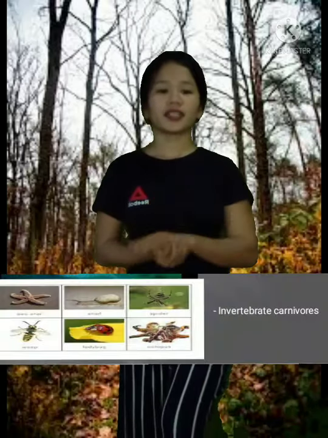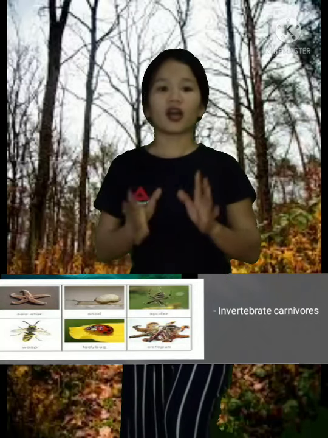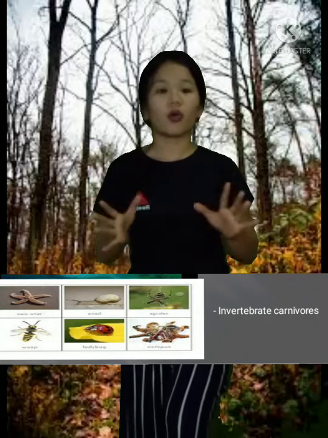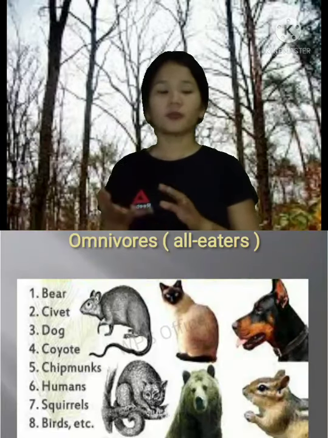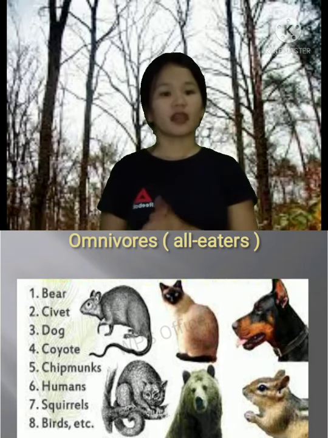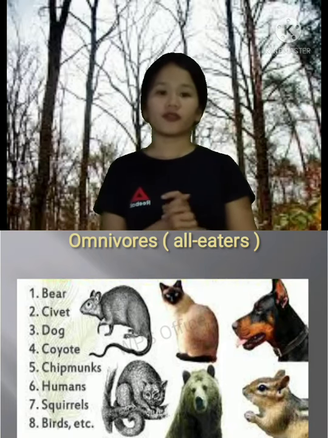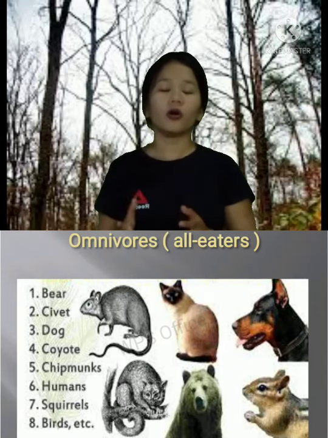While invertebrate carnivores include sea stars, spiders, and ladybugs. An invertebrate, as you see in these pictures, is a cold-blooded animal with no backbone. Omnivores are animals that include both plant and animal matter in their normal diets. Because of the wide variety of food sources, omnivores are also called all eaters.